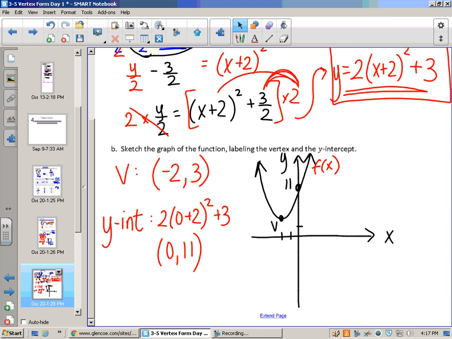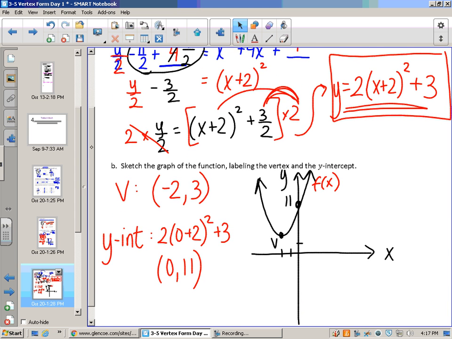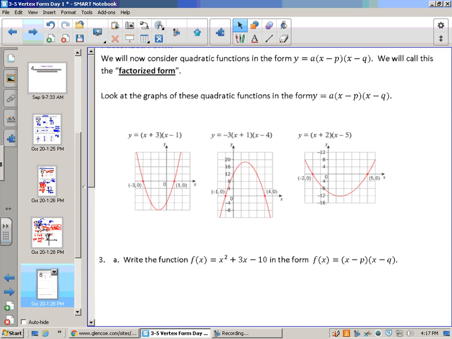So another type of form that we're going to look at, besides this vertex form where you complete the square, is what we call factorized form. Factorized form means it looks like you have factors, your factors written out. Each of these graphs is written in factored form. These are your factors up top.